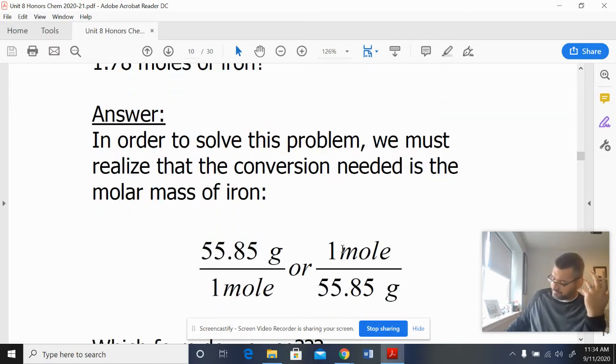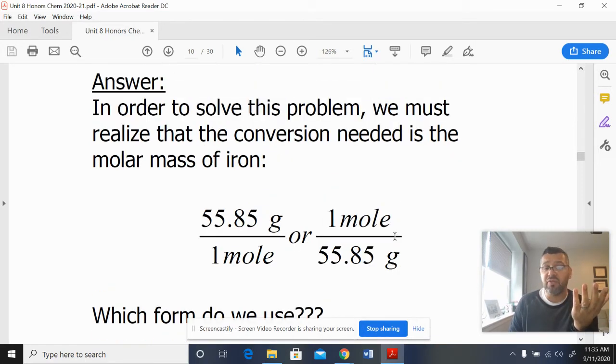So where do we get that? Periodic table. So mass to moles and moles to mass, periodic table. If you're talking about atoms or anything, that's Avogadro's number. That's different. So here we're talking mass and moles. You look at the periodic table, and iron has a molar mass of 55.85 grams per mole. The other way of writing it is 1 mole per 55.85 grams. So it tells you the same information. It's just flipped, right? We've done this before.